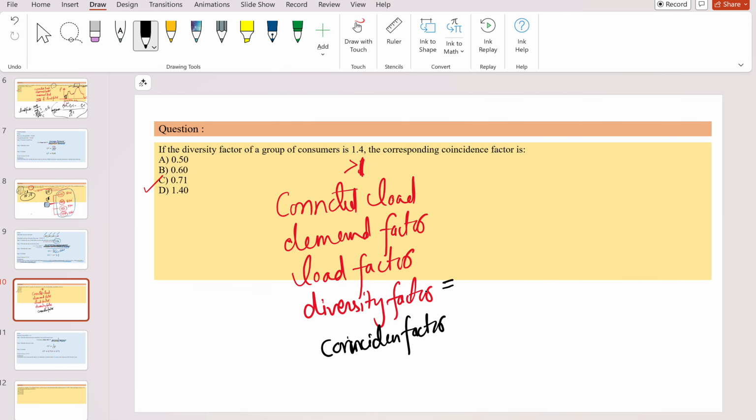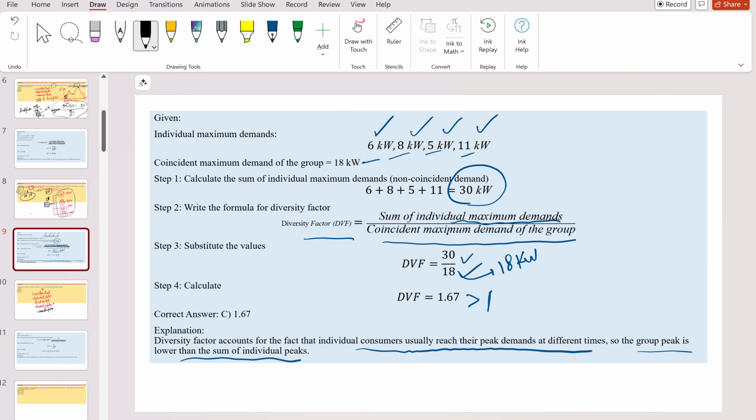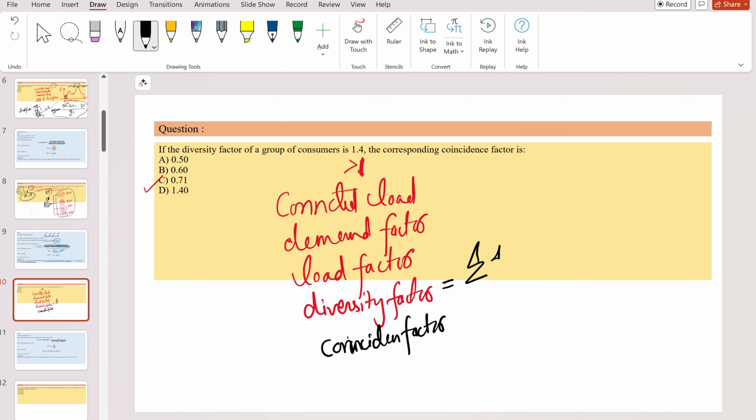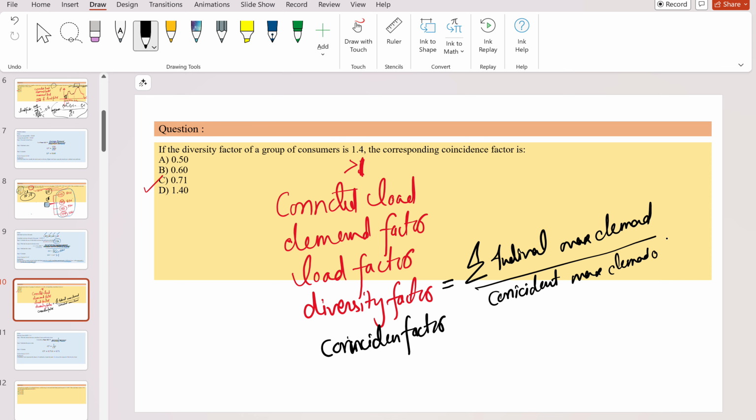What is the definition of diversity factor? What we have seen is the sum of the individual maximum demands, divided by the coincident maximum demand of the group. And it was always greater than 1. So when you see the coincidence factor, it has a value lower than 1. The coincidence factor definition is actually 1 upon the diversity factor, DF.